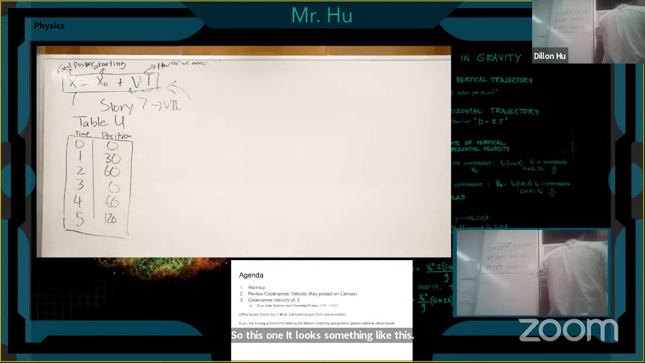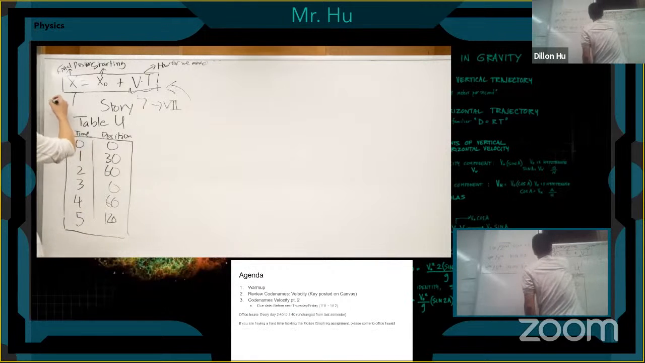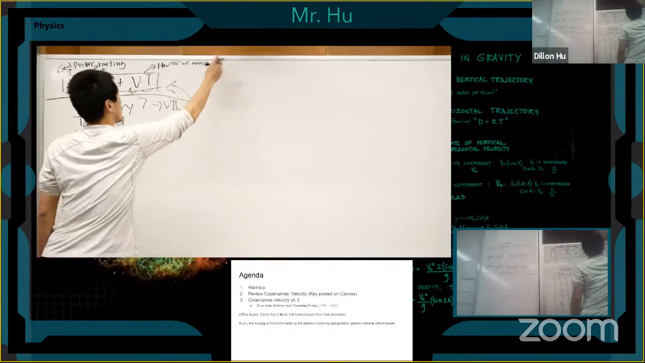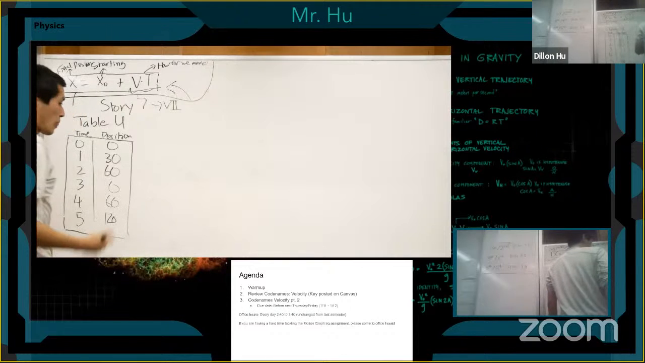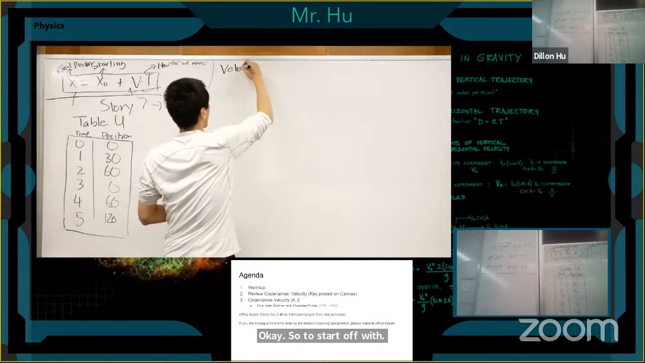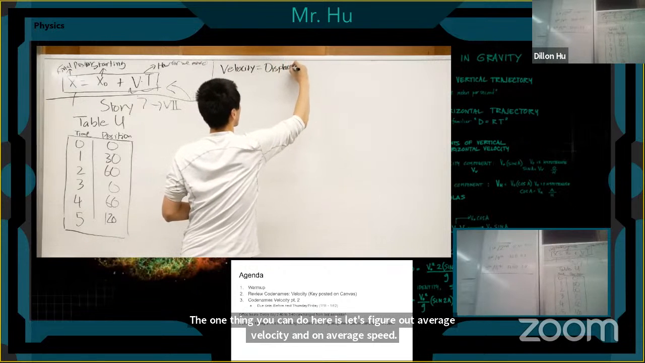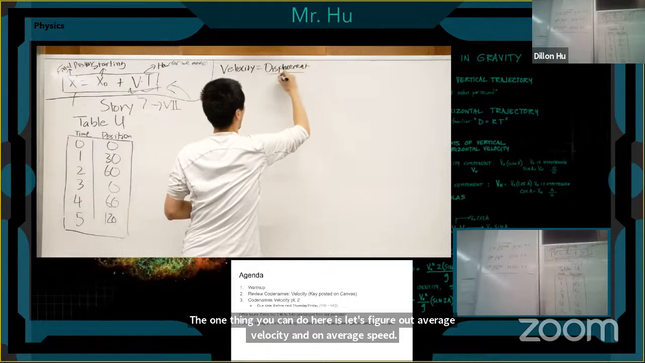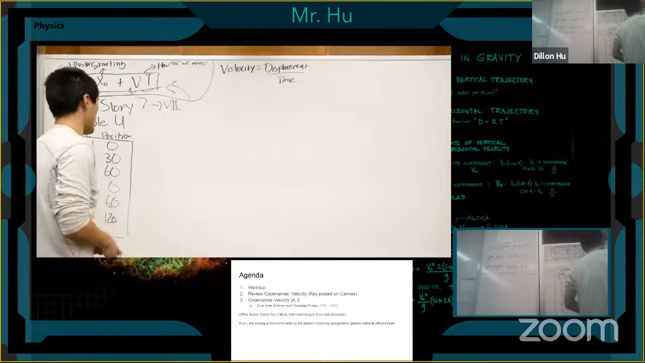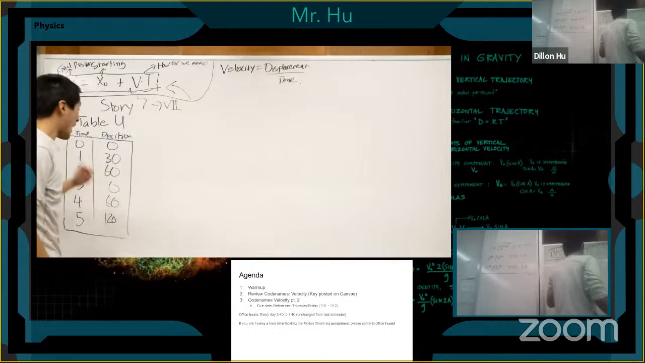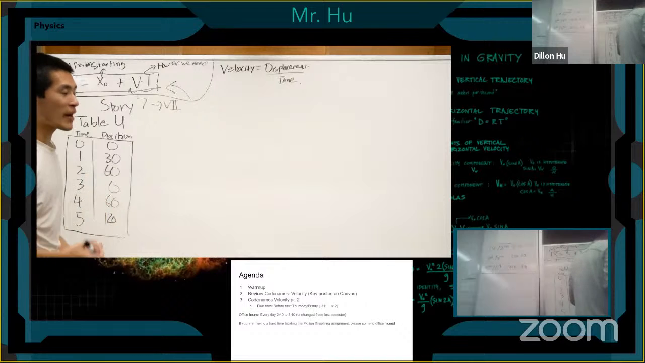To start off, the first thing we can do is figure out our average velocity and our average speed. So how do we do that? Our velocity is our displacement over time. How much my position changes divided by time tells me on average how fast my position is changing. What I mean by average velocity is my average velocity for the whole journey.